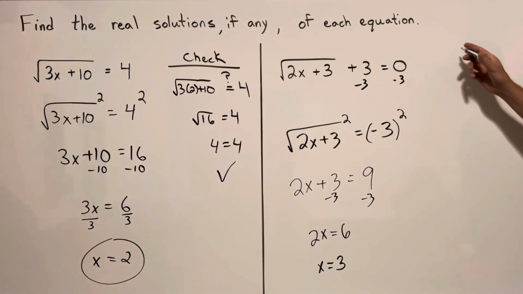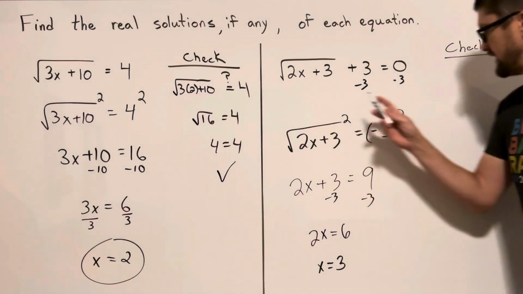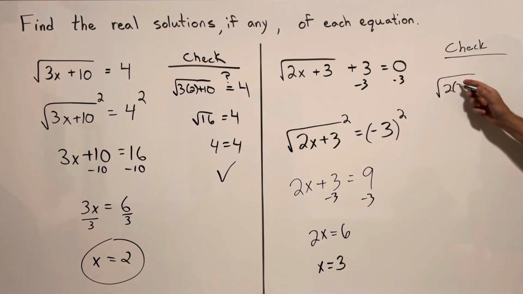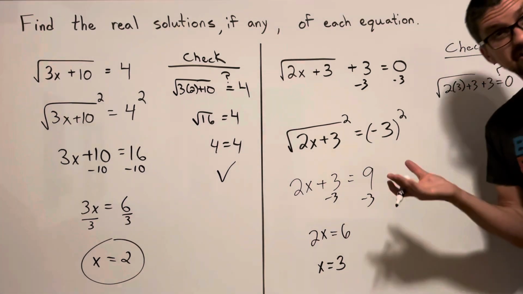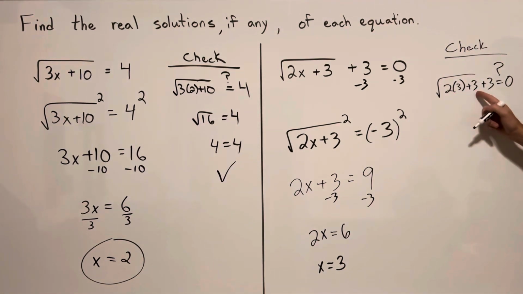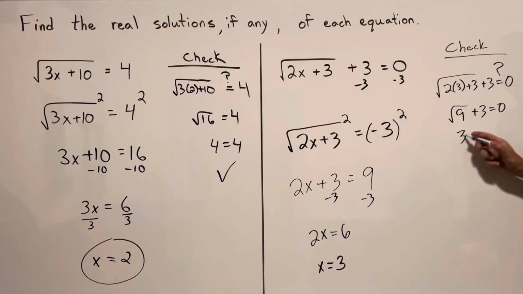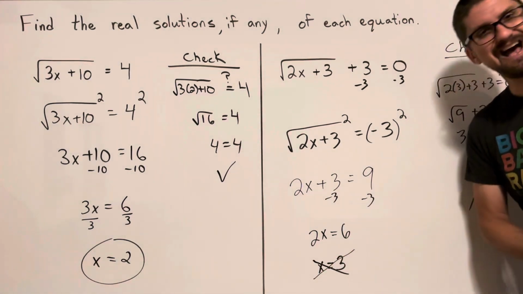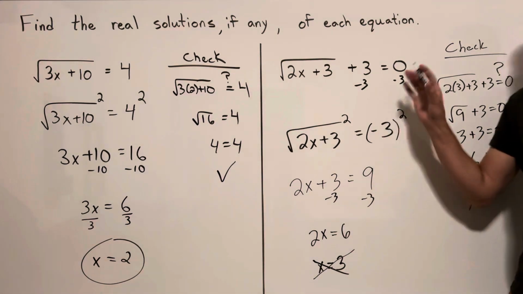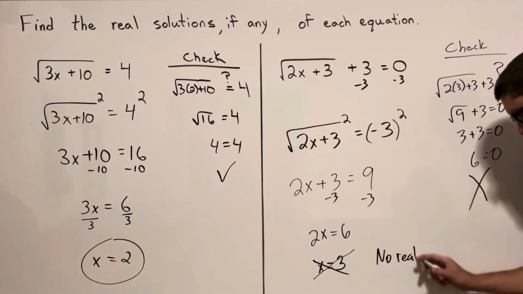Because if you go back to the original equation and check it, I'm going to plug 3 into right here. Let's see if this is true or not. 2 times 3 is 6. 6 plus 3 is 9. So this is the square root of 9 plus 3 equals 0, which is 3 plus 3 equals 0, which is 6 equals 0. And that's not good. So this means this is not a solution. So the answer to this one, you're going to say no real solutions.